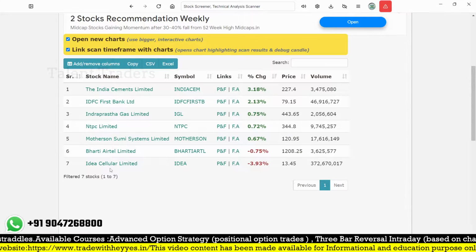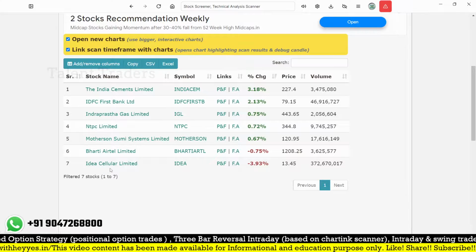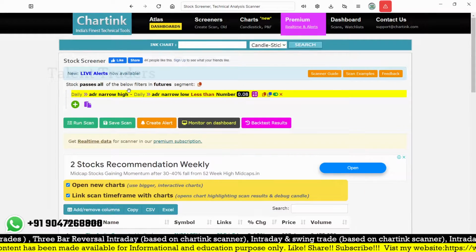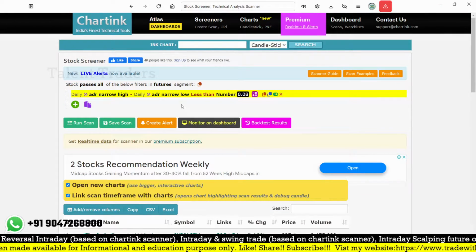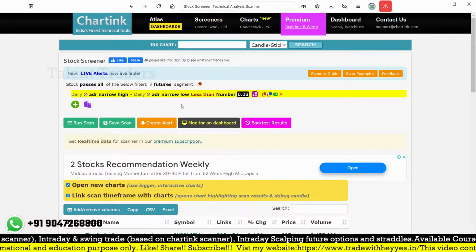You can leave out Idea, it is less than 50 rupees and trading near 13. It is a low value stock, so we don't want to go for such stocks. This will help you find very narrow ones. We can even add more conditions also, since the ADR indicator works better for intraday breakouts.